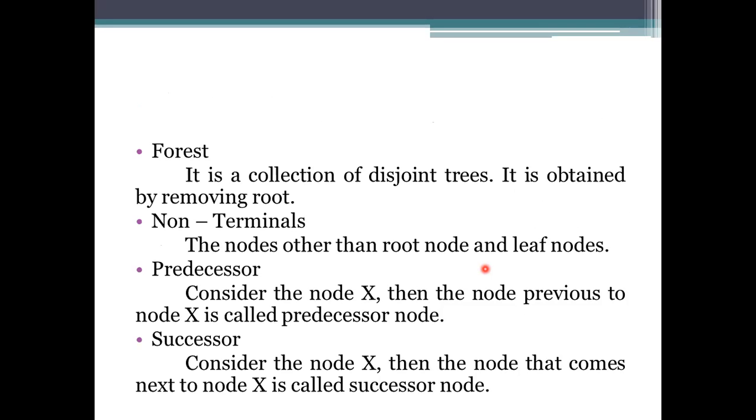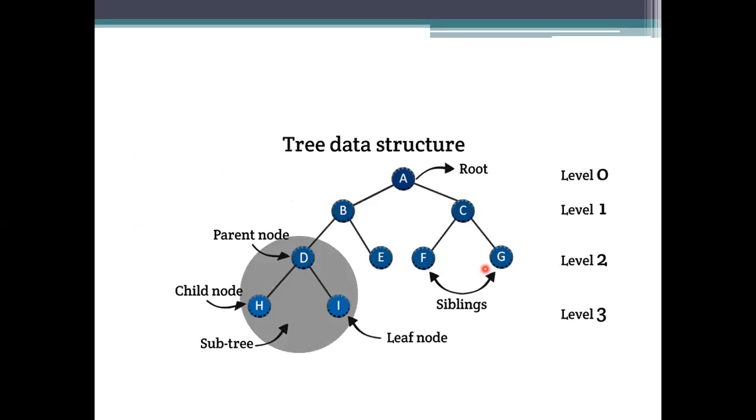A forest is considered a set of disjoint trees, meaning if you remove the root node, the subtree representations which are disjoint are specified as a forest. Other than the root node and the leaf nodes, the remaining nodes are called non-terminals. Predecessor means the node previous to that one. Successor means the node after that one. So these are the important aspects.